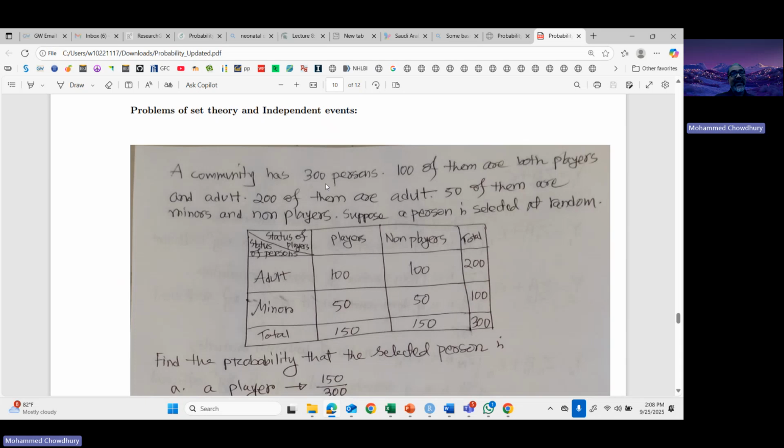A community has 300 people. 100 of them are both players and adults, which is this. 200 of them are adults. 50 of them are minors and non-players. So these are given. Four pieces of information are given.